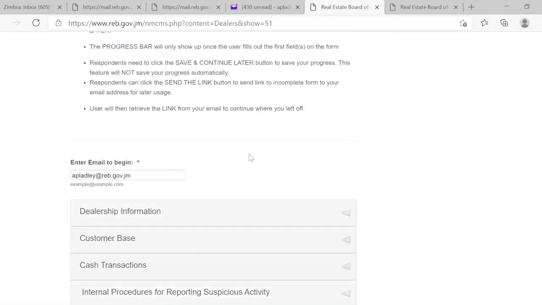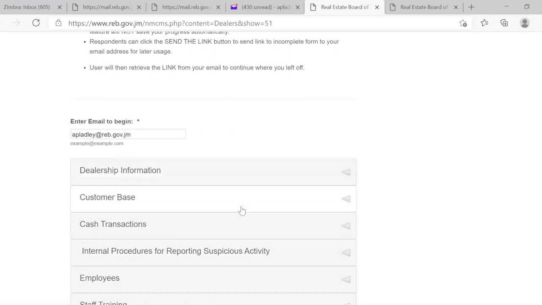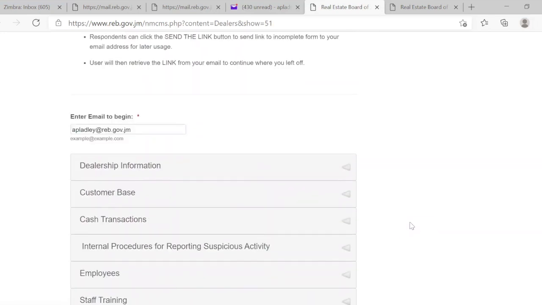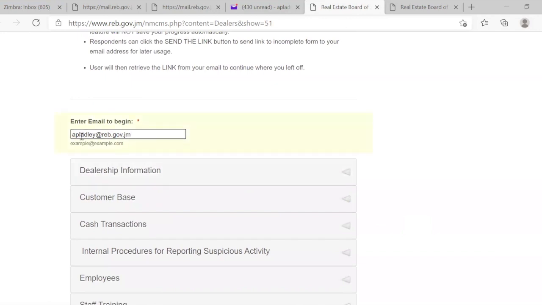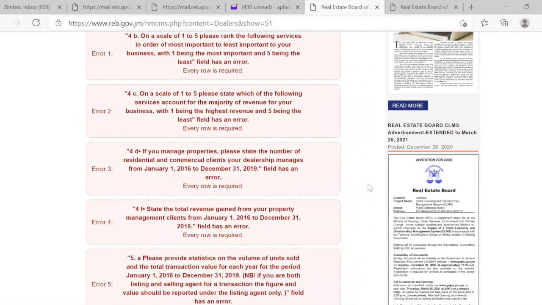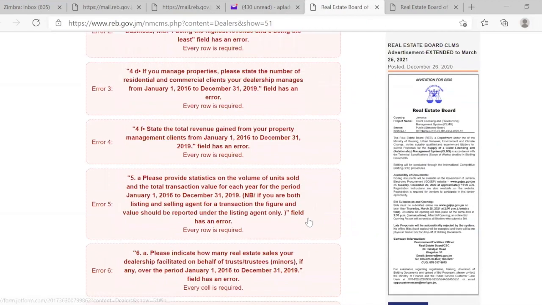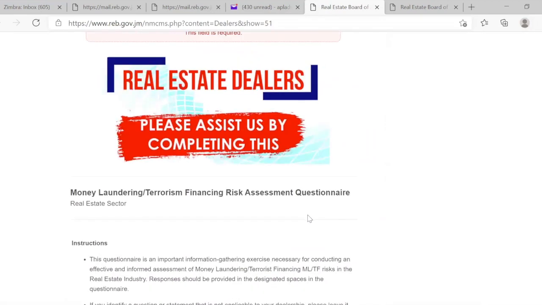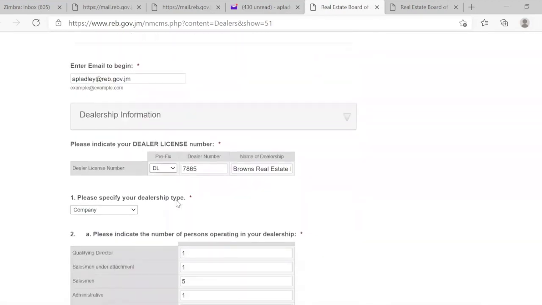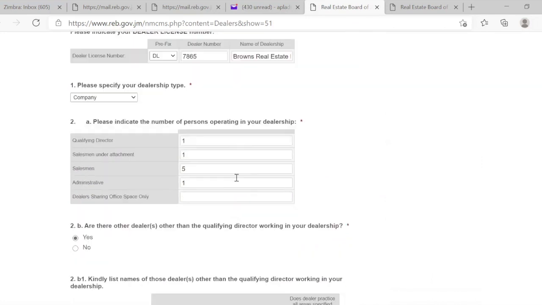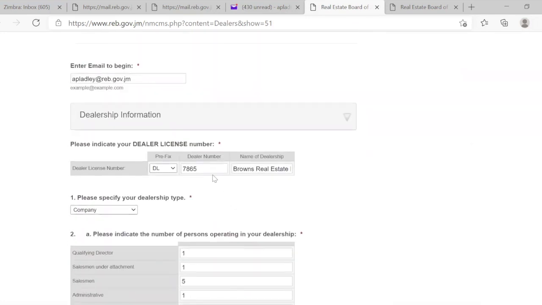Now, I had gone ahead to start completing this questionnaire just to run through it quickly, just to give you an idea as to what is required. First, you input your email address, right? And then you proceed to click on the arrow here. Once you click on the arrow, it will display some fields for you to input information.